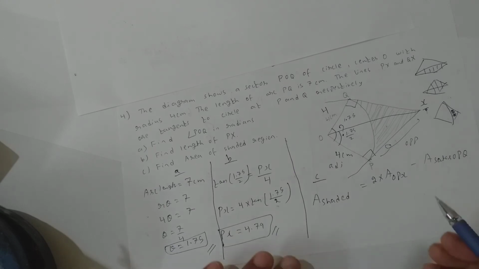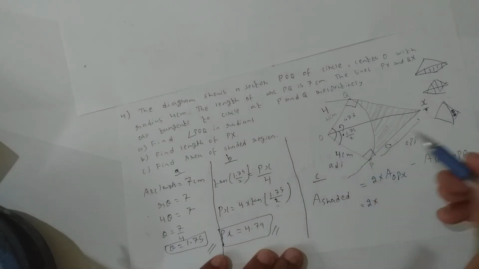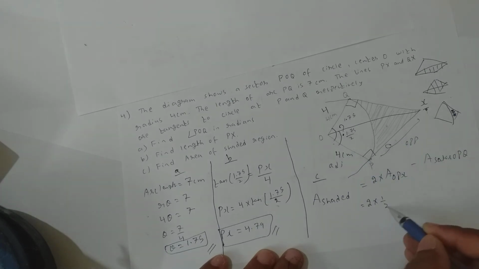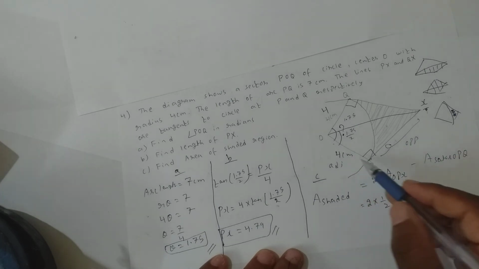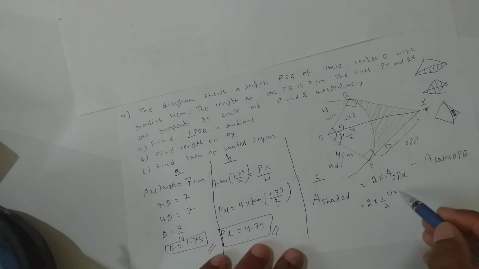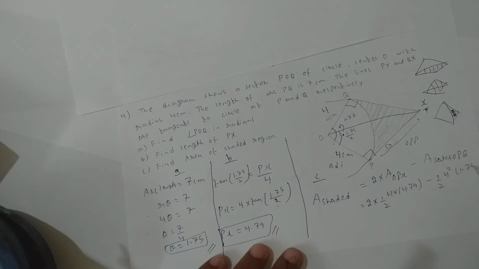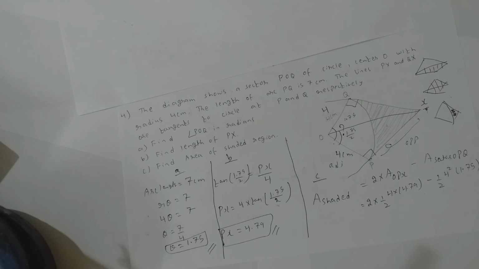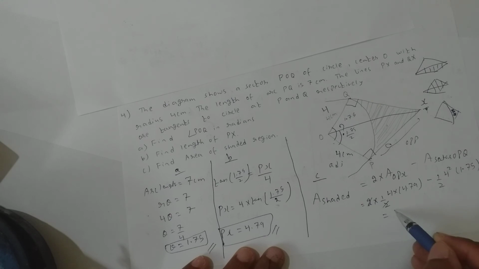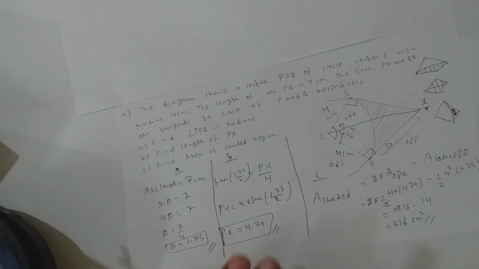Am I clear? Yes, so it is 2 into, it's a right angle triangle, so it is half, base is 4, height is PX, which I got 4.79, minus area of sector half r square theta, is entire 1.75. So place in the calculator, see what you get. This and this will get cancelled. Here you get 19.16 and here you get 14. So final answer is 5.16 centimeters square.